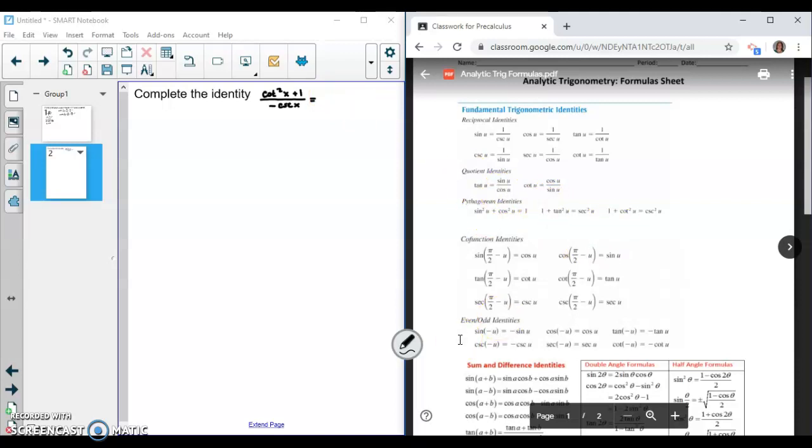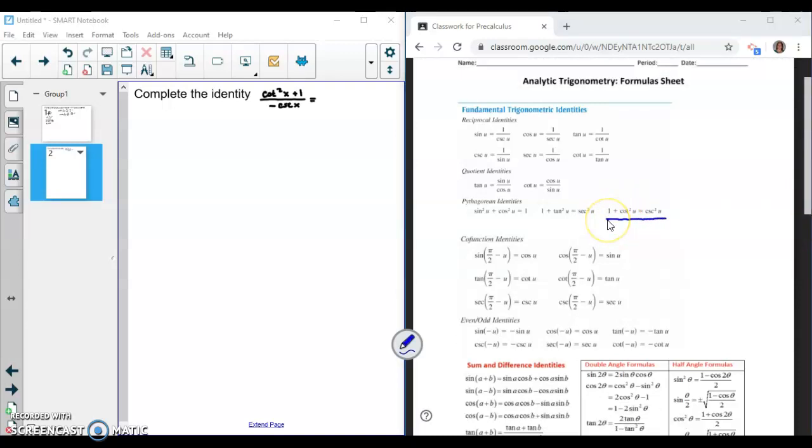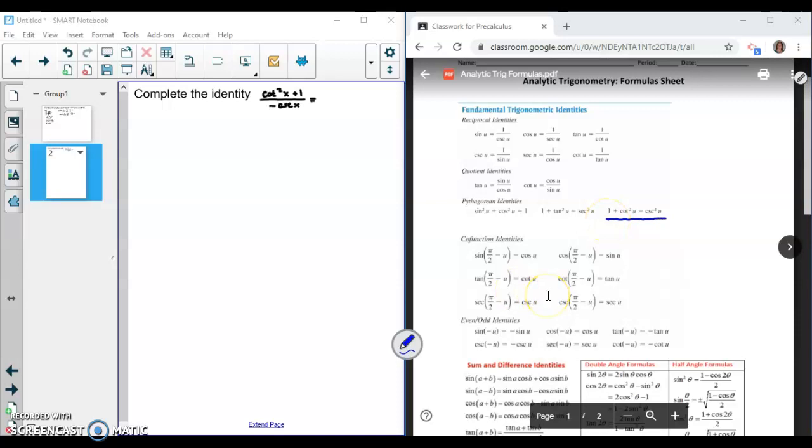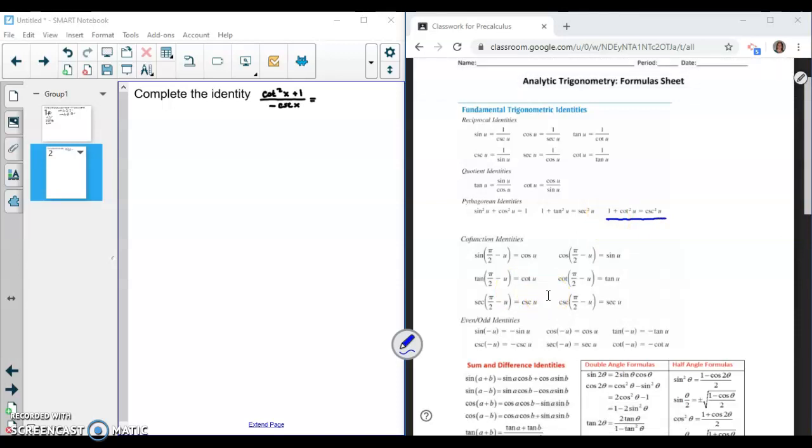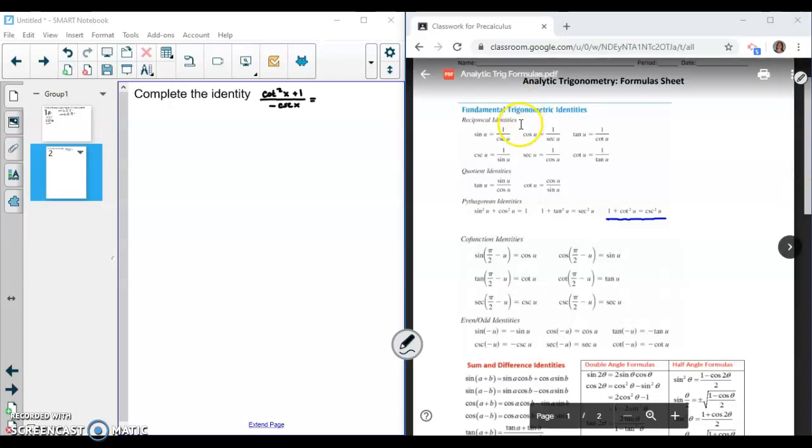Okay, so when I think Pythagorean identities, I'm going to check, and we have 1 plus cotangent squared u is equal to cosecant squared u. That means when I go to solve this problem, and I'll make it bigger so I can write, I'll go ahead and copy this. Over here I know that my Pythagorean identity is 1 plus cotangent squared u is equal to cosecant squared u. Okay, that's one of my identities.